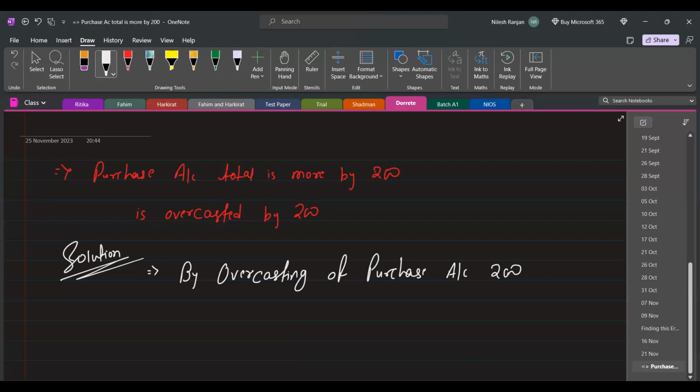What will be the effect, sir? Yes, that's why I was asking whether there is any question in your mind about this. So the effect will be: if you write a total more by 200 in the purchase account, then the balance of purchase account will increase. Yes or no? Yes, sir. So you have to write that the balance of purchase account will increase by 200. That's why we will write "by overcasting of purchase account, 200."